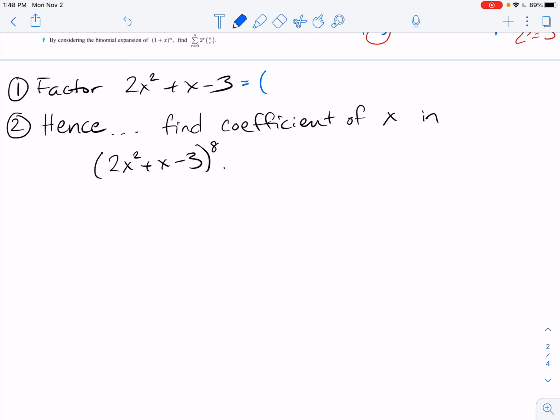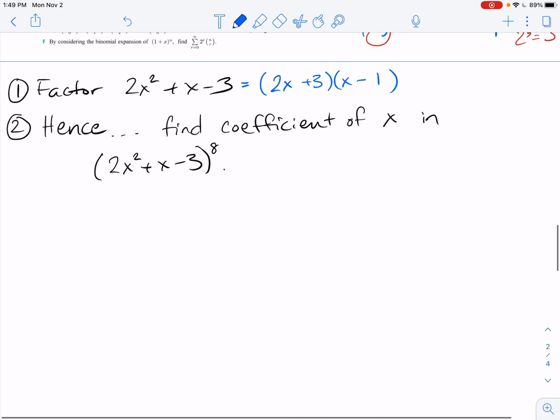Okay, so this is equal to what? 2x times x times, let's see, I need the 3 to go here and the 1 to go here. This should be positive, this should be negative. 2x squared plus 3x minus 2x minus 3. Okay, yeah, that's good.